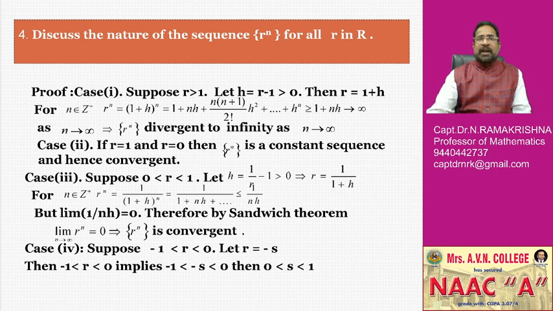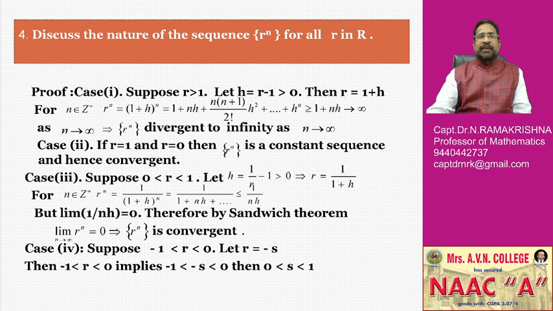Suppose this r lies between 0 and 1. Then we have a fraction. Let h is equal to 1 by r minus 1, so r is equal to 1 by 1 plus h. So again you can take r power of n as 1 by (1 plus h) whole power of n. So you can write 1 by 1 plus nh plus and so on. This is less than or equal to 1 by nh.